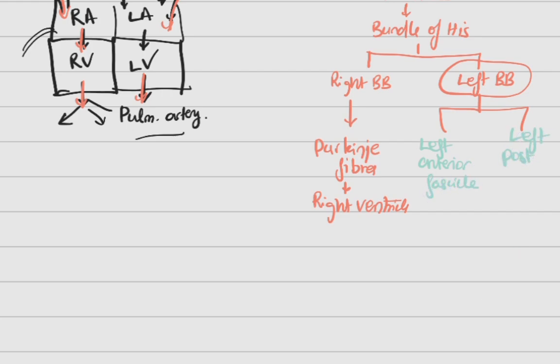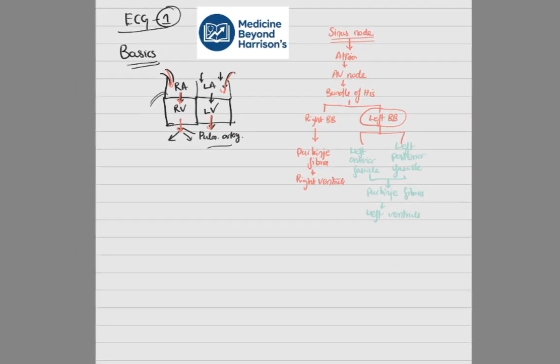This is very important to determine whether there is a trifascicular block or a bifascicular block, and to understand further details in the upcoming videos. So the left posterior fascicle, from there it goes into the Purkinje fibers and goes to the left ventricle. Hope things are clear until this point.